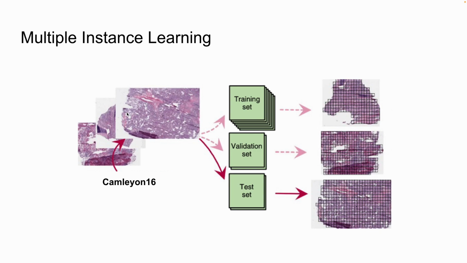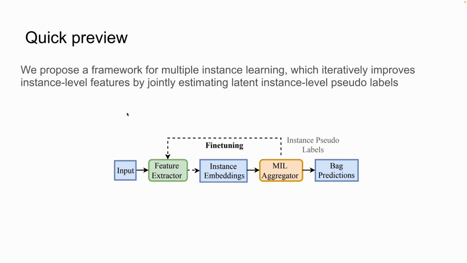This is a pretty challenging problem, as a bag can contain more than 1,000 instances in very typical applications such as pathology. Therefore, learning a very nice representation for each individual instance when only bag-level labels are available is very important in this task. We propose a framework that iteratively improves instance-level features by jointly estimating latent instance-level pseudolabels. To this end, we alternate between these two steps and get better performance.